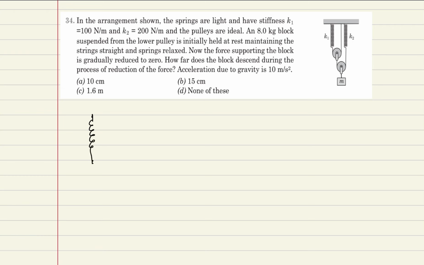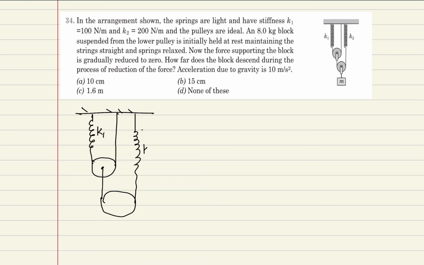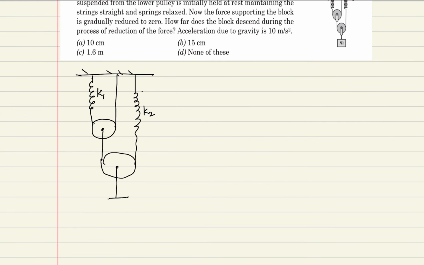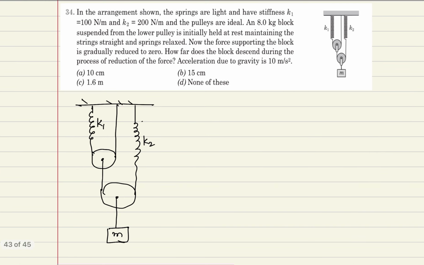I am taking this one spring, K1, connected to the support. Now this pulley is connected to another pulley and it is connected to another spring. We can see here another spring is there. This spring has stiffness constant K2. Now the whole arrangement is connected to the block of mass M.